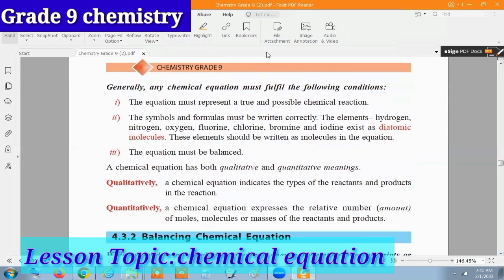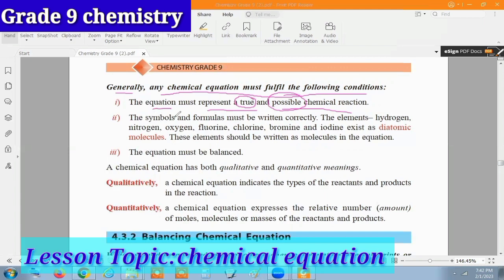Now let us continue with the other portion. Generally, any chemical equation must fulfill the following conditions. First, the equation must represent a true and possible chemical reaction. The equation must stand for a reaction that really occurs, and one that is possible. We cannot say that things that cannot react will react with each other. Now the equation must represent a true and possible chemical reaction.